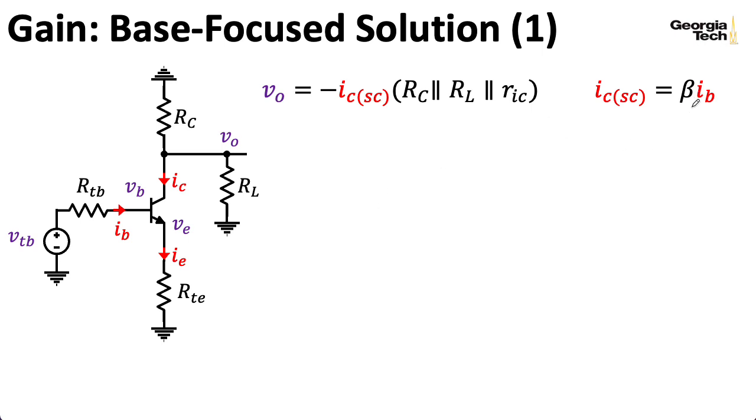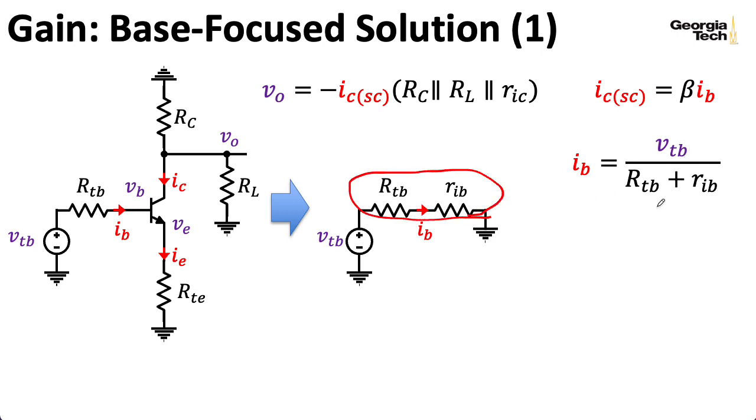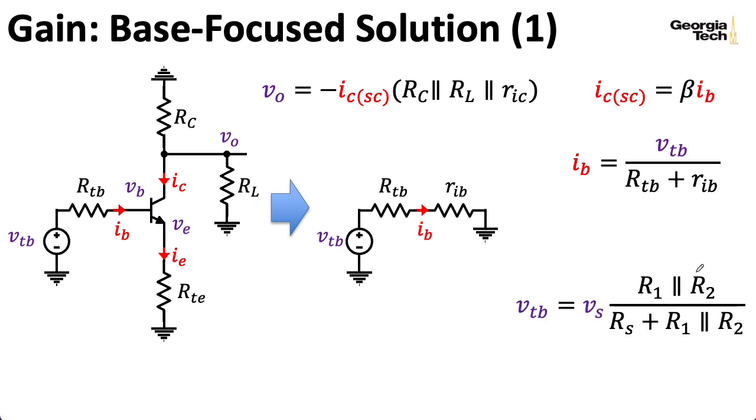Now, to figure out what IB is, let's focus on the base. Let's use the Thevenin equivalent seen looking into the base, like we did when computing the input resistance. Again, there would normally be a voltage here in general, but we don't have a voltage out here on the emitter side, so we don't have one here either. Okay, well, IB is just calculated with Ohm's law as VTB over this series combination of RTB plus RIB. And what's VTB? Well, that's the same voltage divider formula that we used previously.